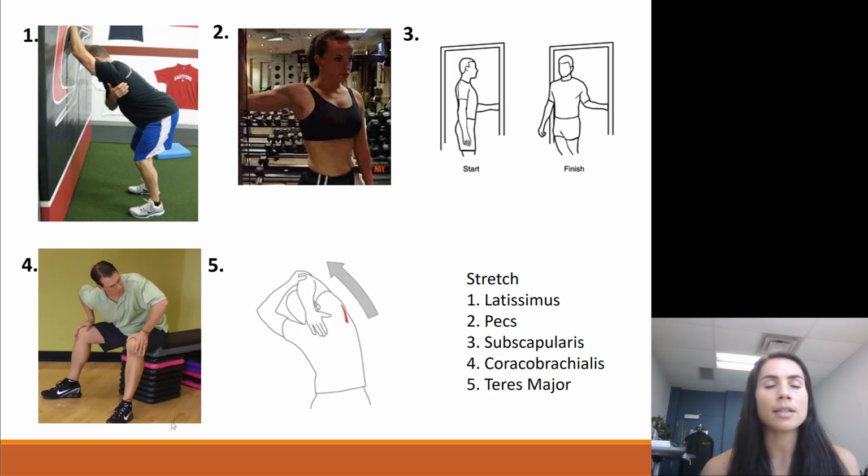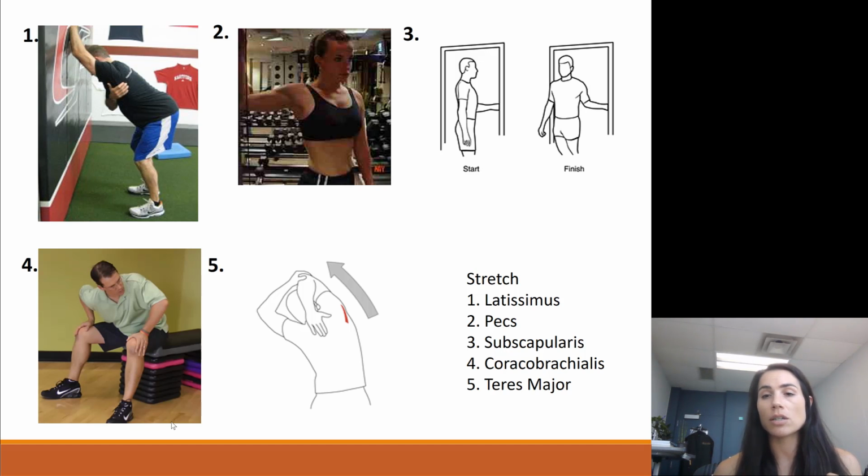So the first picture here, if you're looking at this photo, the person has their arm up on a wall and they're kind of leaning down. You can do a similar stretch on the TRX or any suspension trainer. That is going to primarily be stretching the latissimus dorsi. The second photo, that wall stretch or door jam stretch you've seen, is going to primarily stretch the pecs. The third photo is primarily going to stretch that subscapularis.